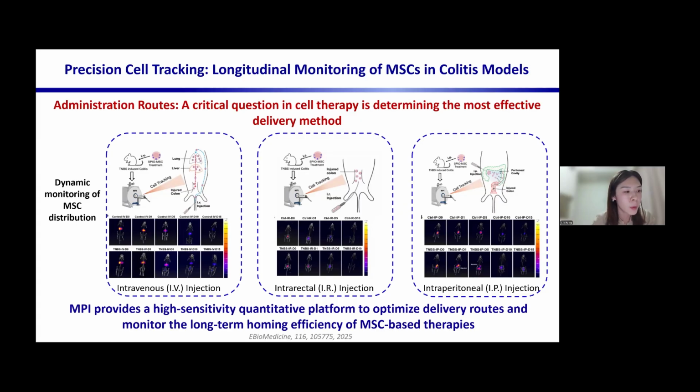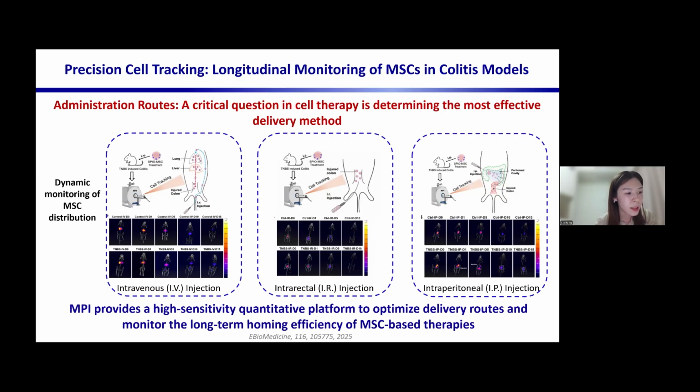metabolic fate in vivo. And in stem cell therapy, one of the critical challenges is how we can choose the optimal route of administration. And it was previously difficult to observe which delivery method best allows cells to reach the target site. So in this study, we compared 3 different administration routes. One is intravenous injection, another one is the intrarectal injection, and the third one is the intraperitoneal injection.